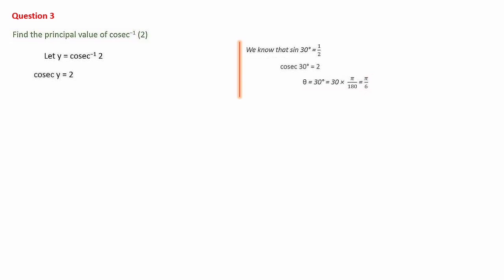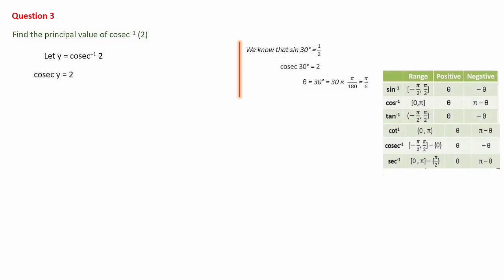While doing 2-3 questions, it will be quite familiar for us. We can also write this directly. Then just go through the table here. The value given to us is positive. So for cosec, if the value given is positive, your angle also will be positive. So we will take cosec y is equal to cosec pi by 6. Then we have to check whether this is within the range or not.